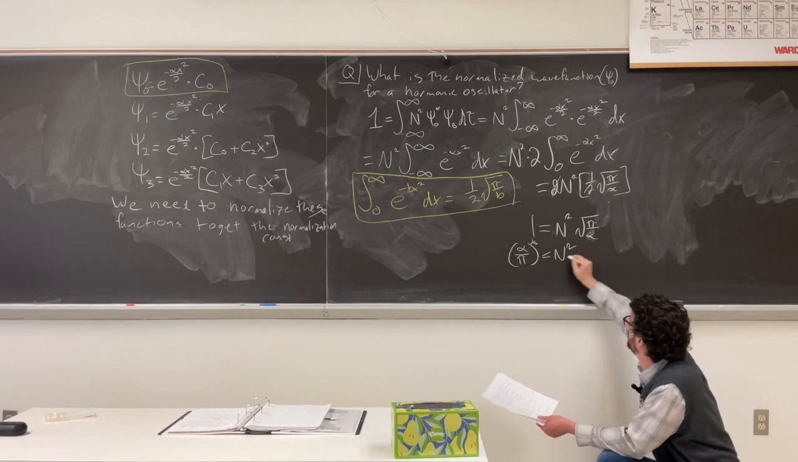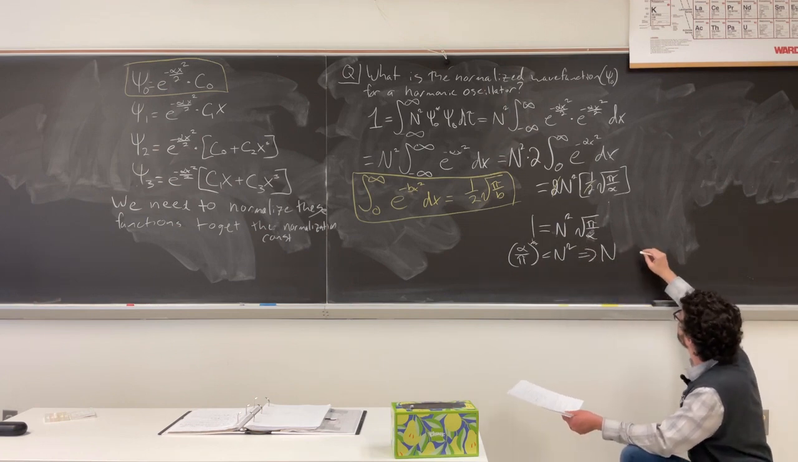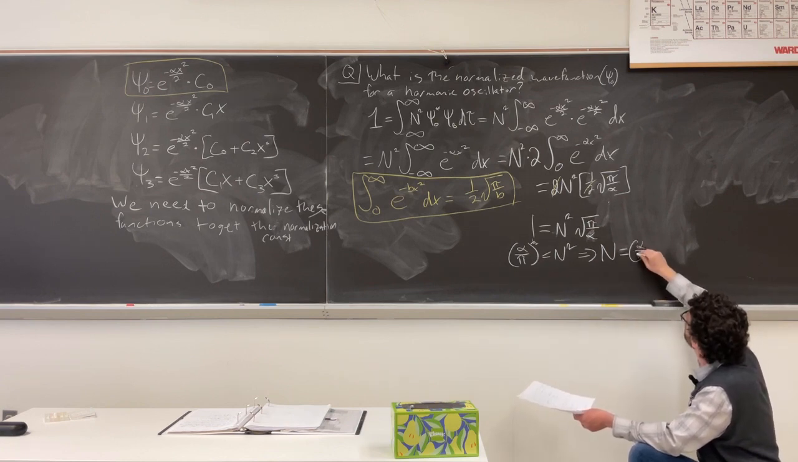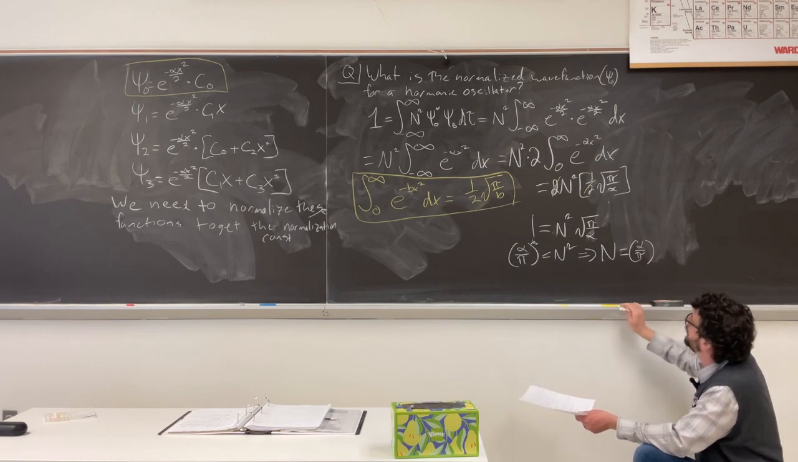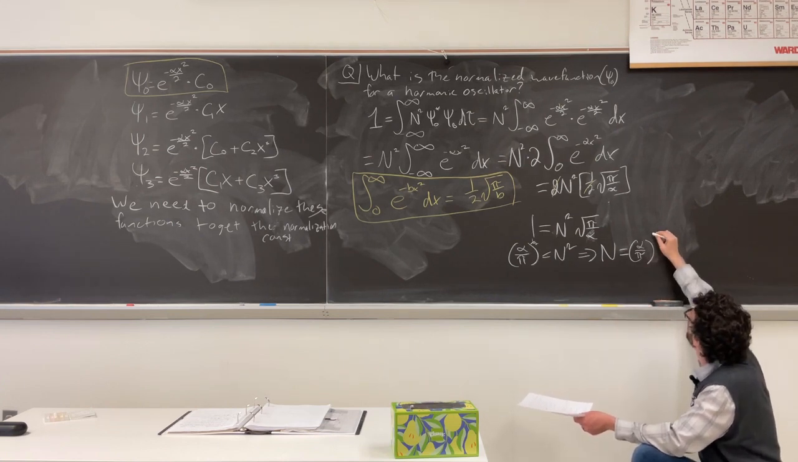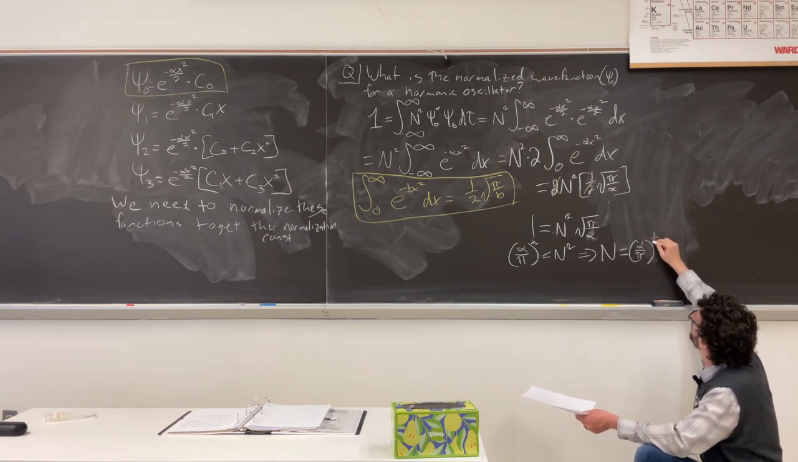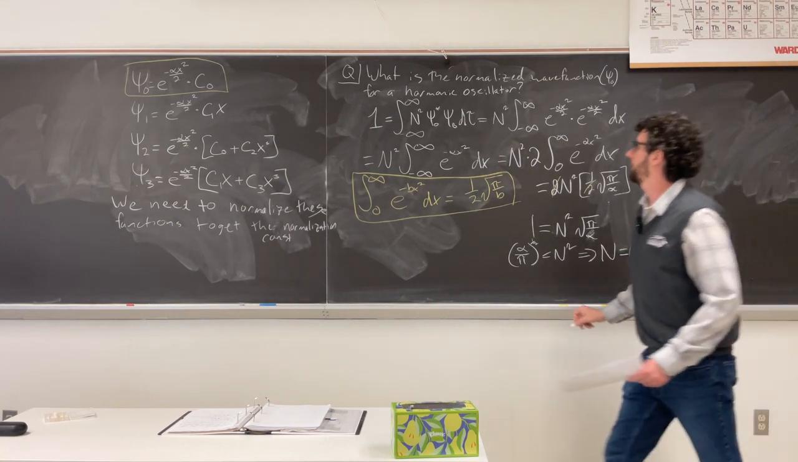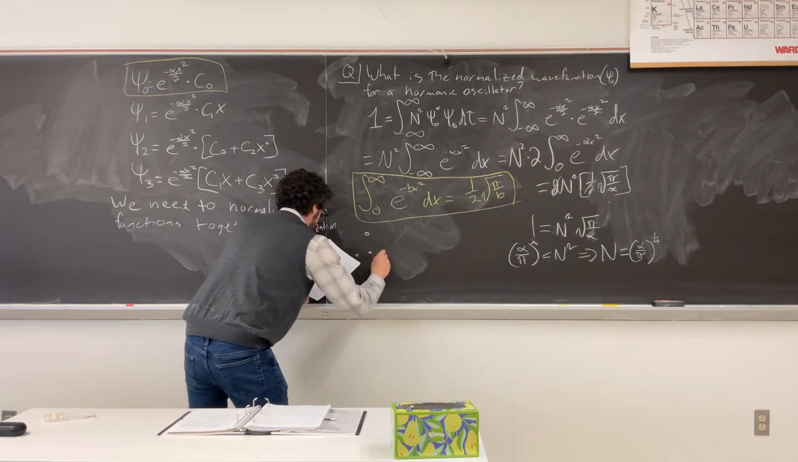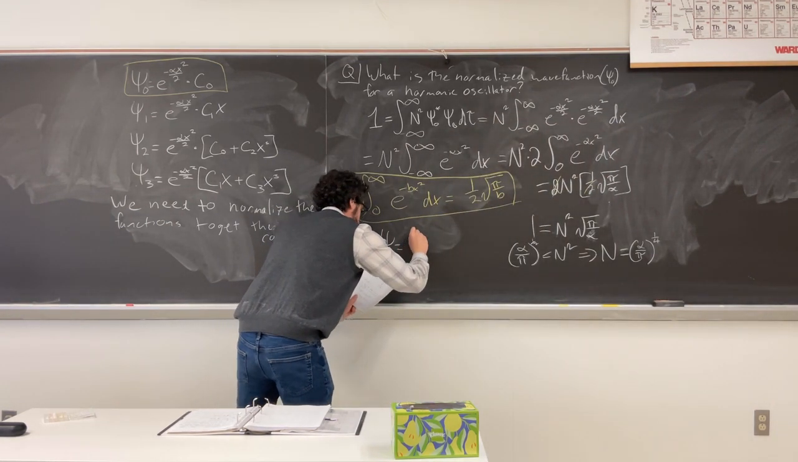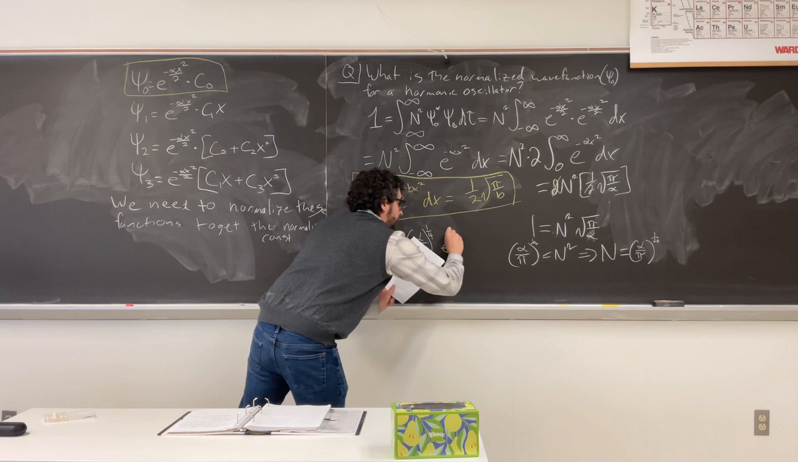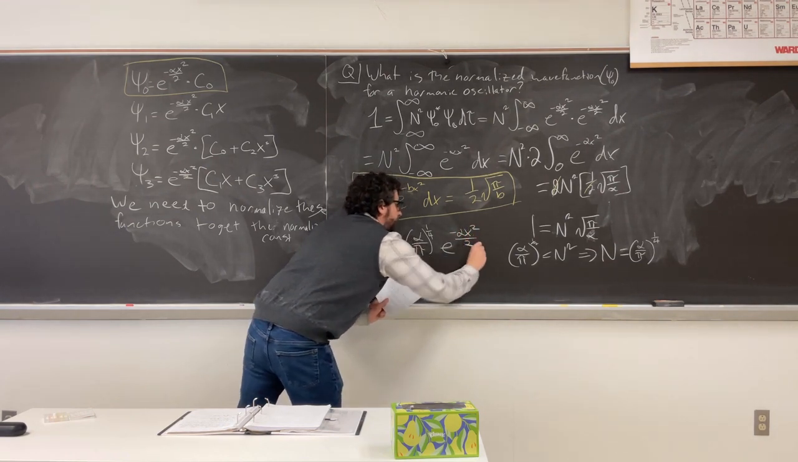What's n going to be equal to then? Alpha over pi. Or wait, no. To what power? 1/4? Yep. There we go. So therefore, our normalized wave function is that.